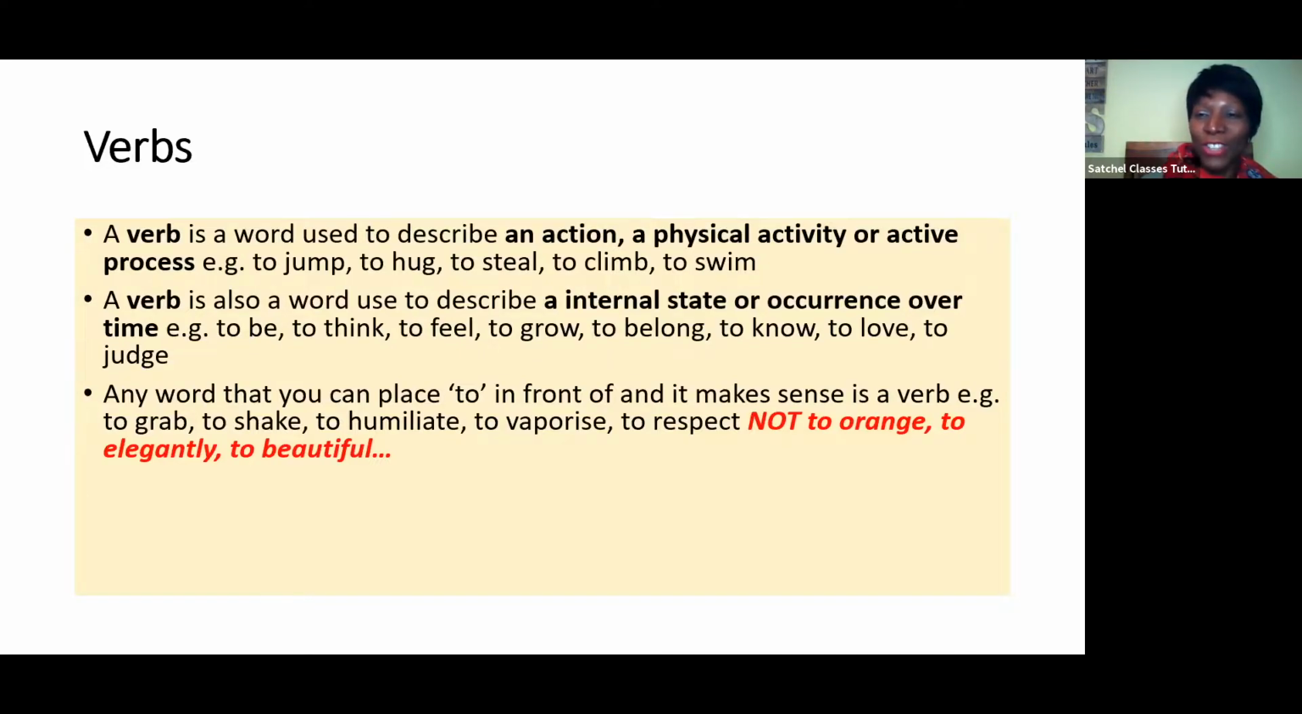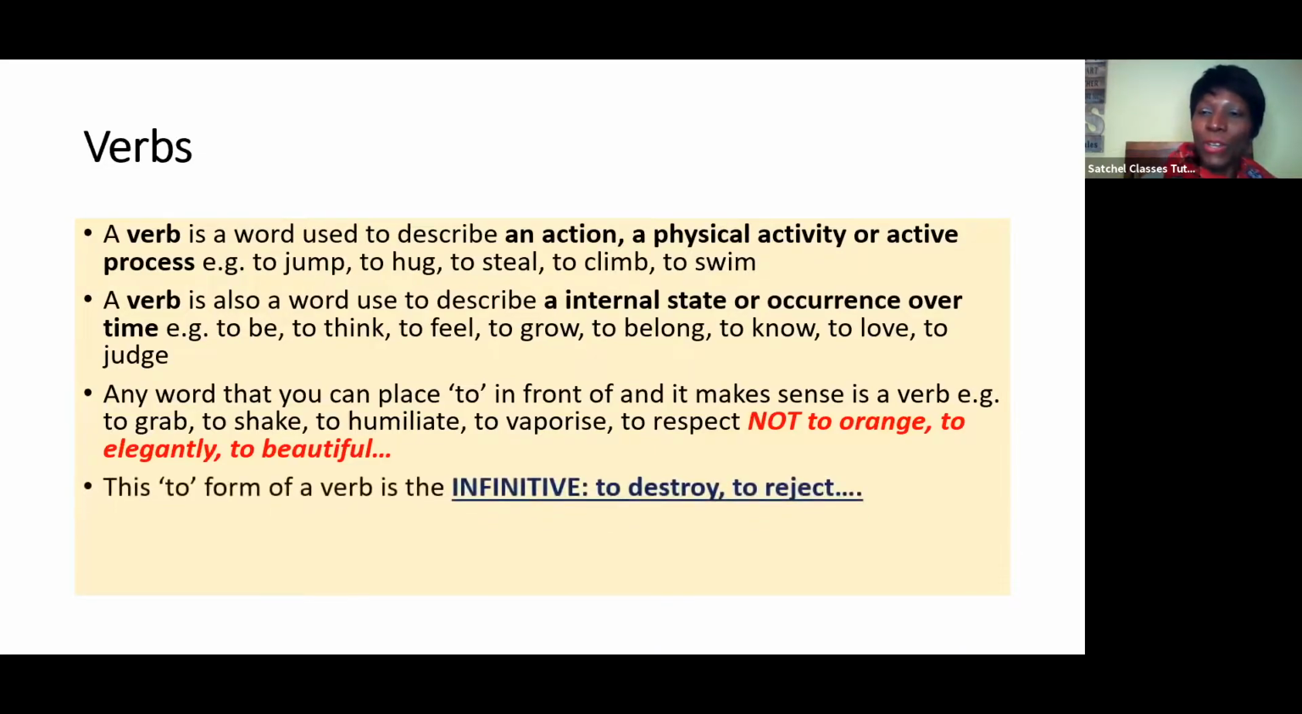But to orange, that doesn't make sense. An orange that you eat is a noun. To elegantly, that doesn't make sense. Elegantly is an adverb. To beautiful, that doesn't make sense. Beautiful is an adjective. So we can see that if we put to in front of it, we can also identify it as a verb. The to form is the infinitive form. To destroy, to reject. They are infinitives.